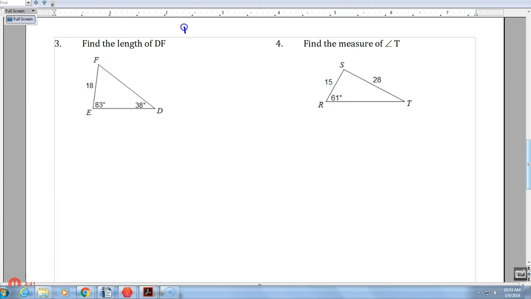So if you have a right triangle, then you use SOHCAHTOA. But when there is no right triangle, you can't use SOHCAHTOA. So my two options are either law of sines or law of cosines. I always try law of sines first because it's a lot easier.